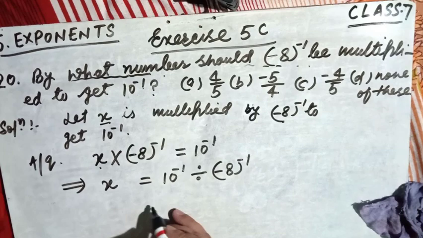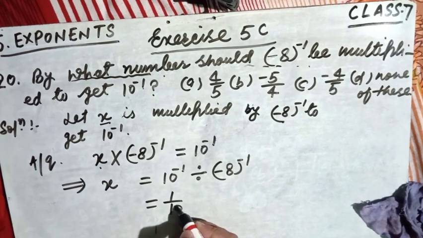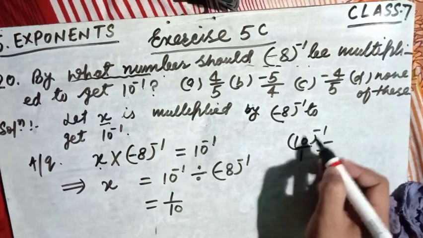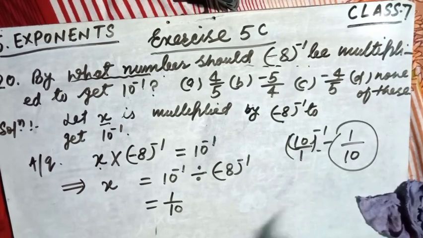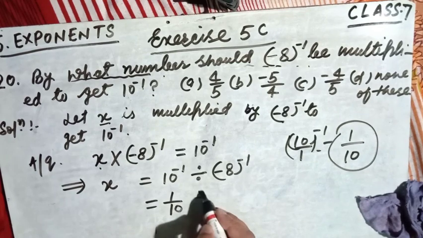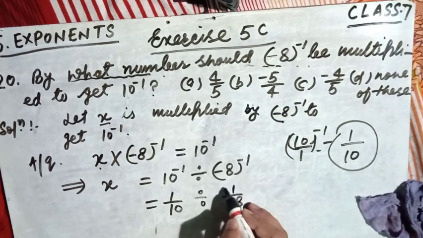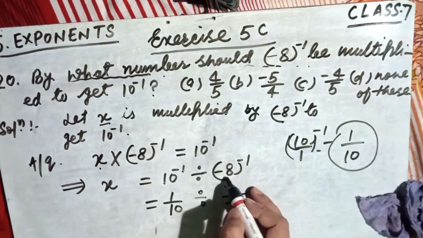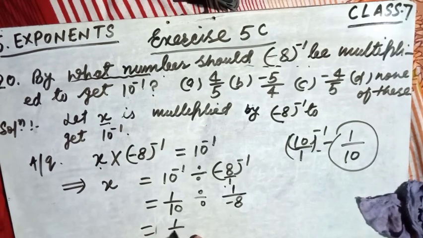Now have a look. This could be written as 1 by 10, because 10 is raised to minus 1, and 1 is hidden, so 1 goes up and 10 is down, divided by 1 by minus 8 raised to the power plus 1. Because 1 is hidden, 1 goes up, minus 8 is downwards, raised to power minus 1. Now 1 by 10 is as it is.